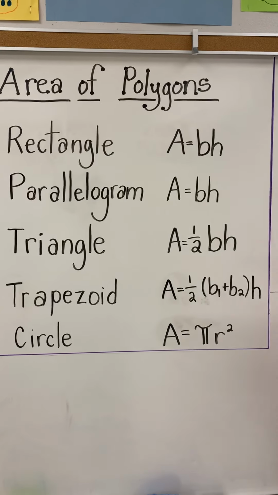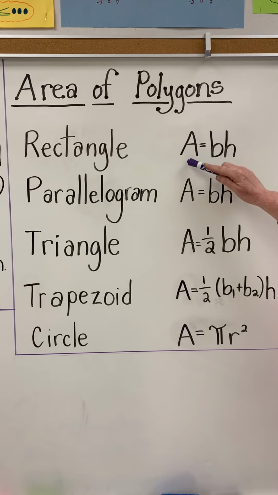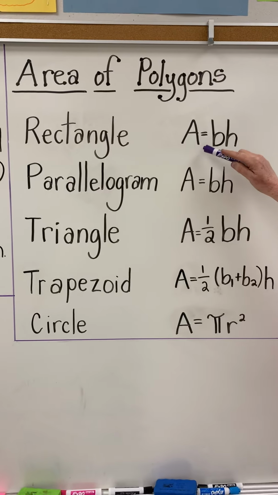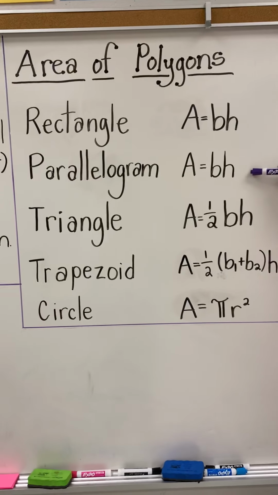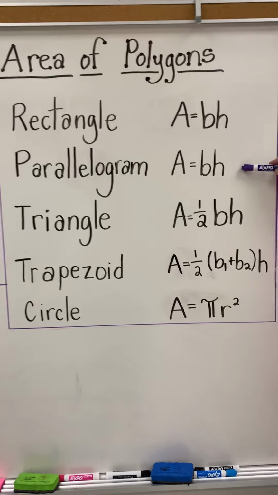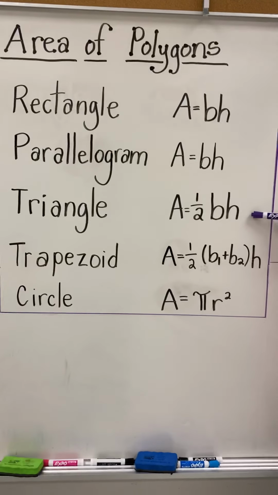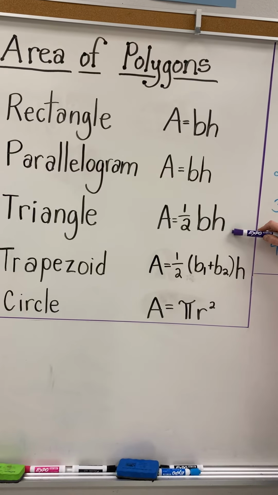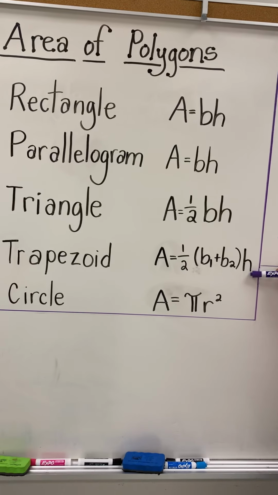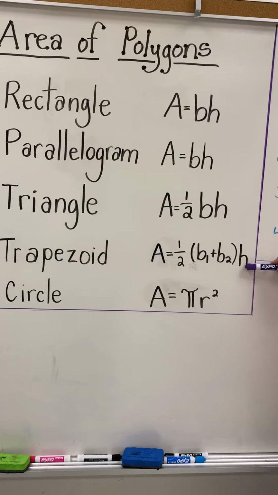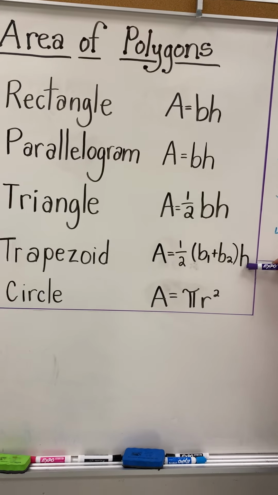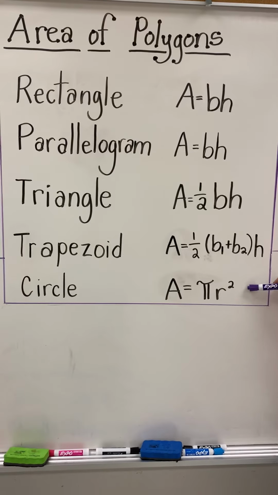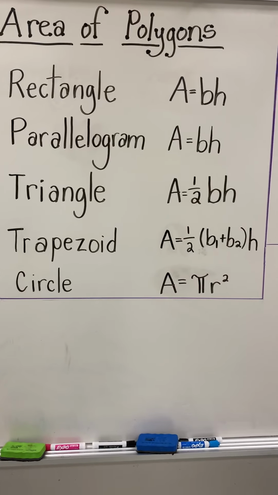I would like to go ahead and read these formulas to you. For the rectangle, area is equal to base times height. The parallelogram is area is equal to base times height, the same. Triangle is area is equal to 1/2 the base times the height. Trapezoid is going to be area is equal to 1/2 the base 1 plus base 2 times height. And then the circle will come on another assignment.